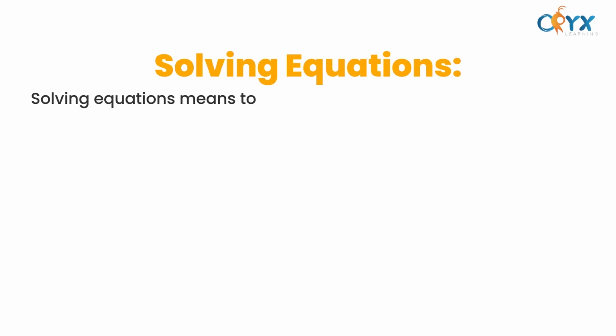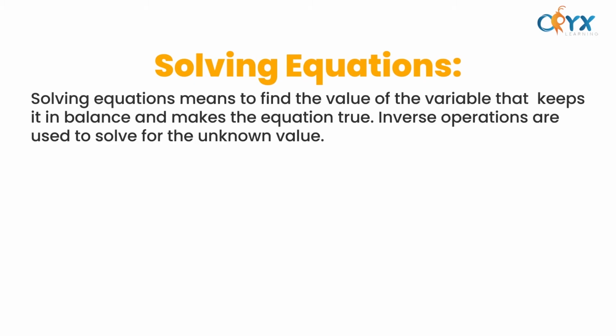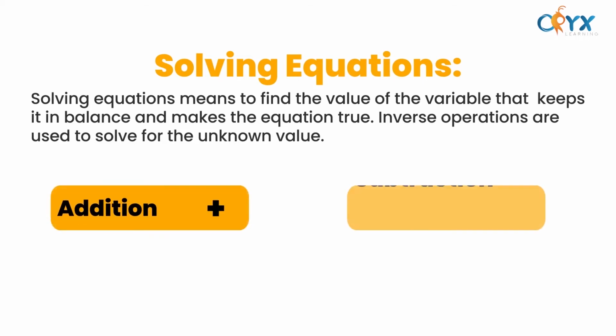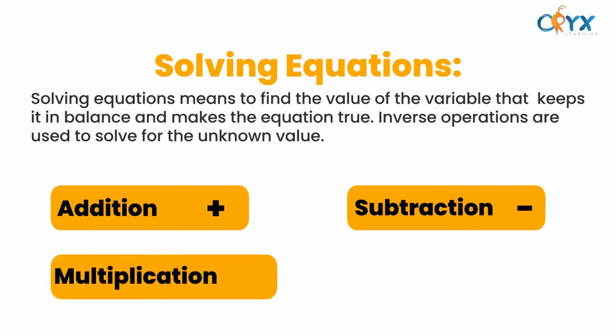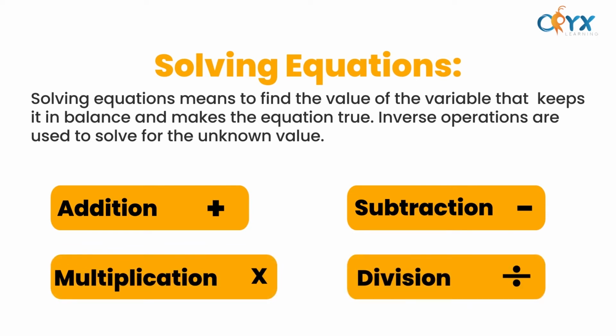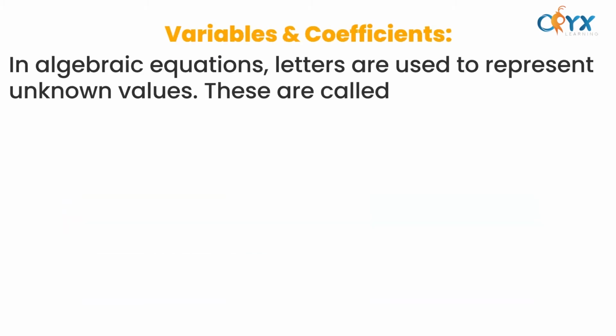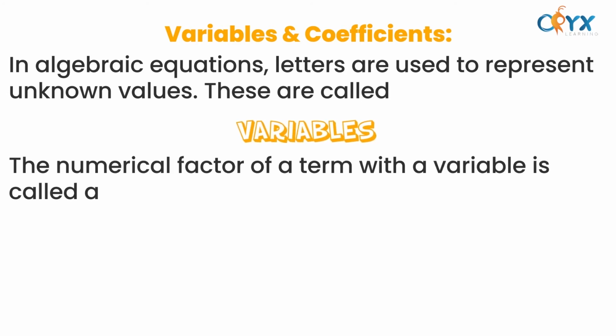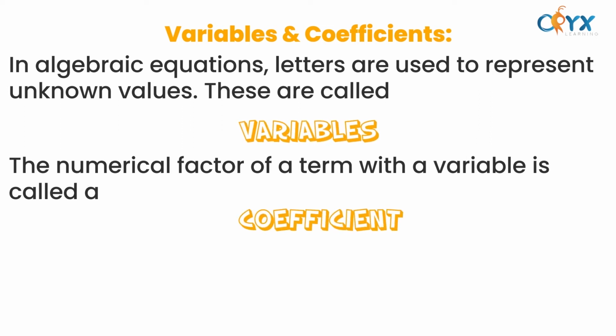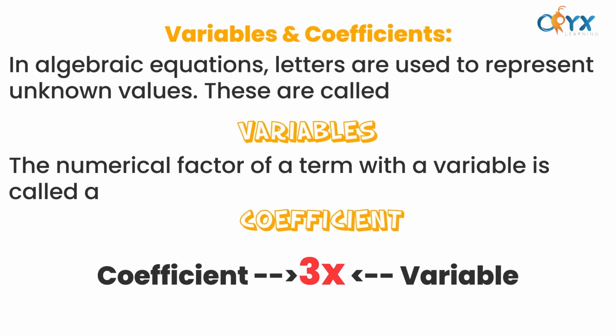Solving equations means to find the value of the variable that keeps it in balance and makes the equation true. Inverse operations are used to solve for the unknown value. The inverse of addition is subtraction. The inverse of multiplication is division. In algebraic equations, letters are used to represent unknown values. These values are called variables. The numerical factor of a term with a variable is called a coefficient. For example, if you have the term 3x, x is your variable, and the 3 is the coefficient.